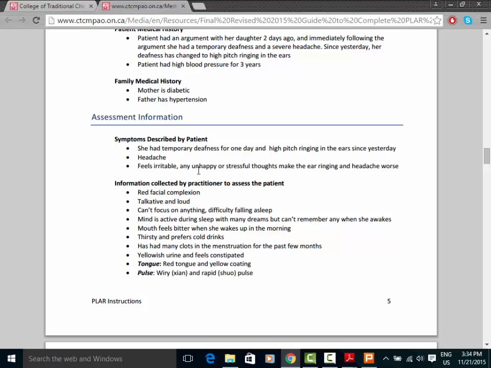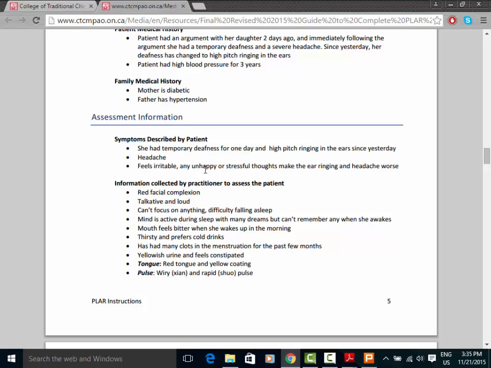Feels irritable. Any unhappy or stressful thoughts make it worse. Okay, this is more of a liver type. So it says temporary in one day, i.e. acute, and it says headache, but it doesn't have all the signs and symptoms of wind attacking the exterior. Does that make sense? You should be able to see that by now based on today's class, right? Then we go further down, we see the key liver components of irritability, stressfulness, etc.